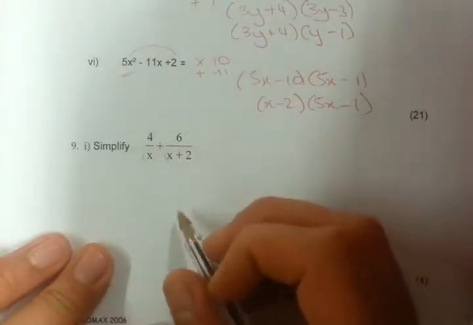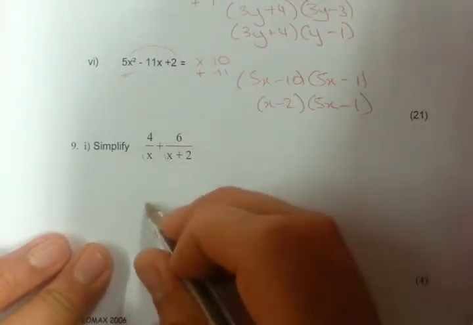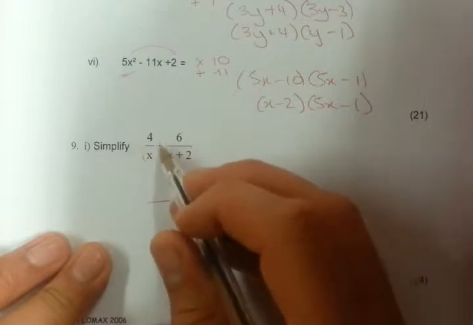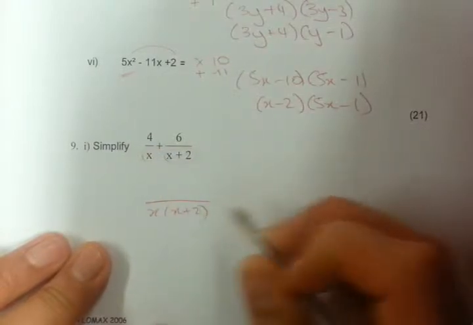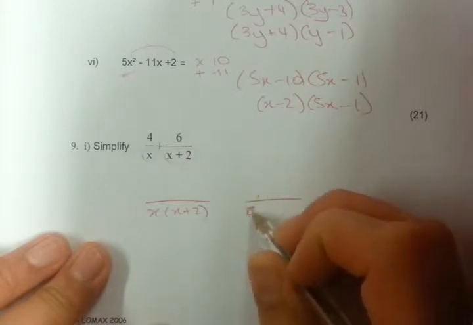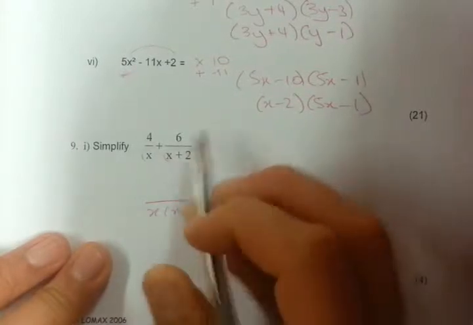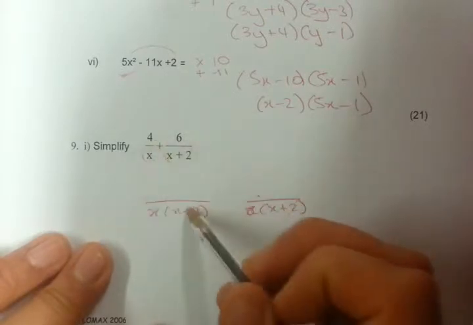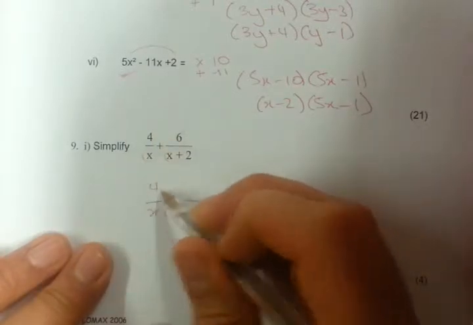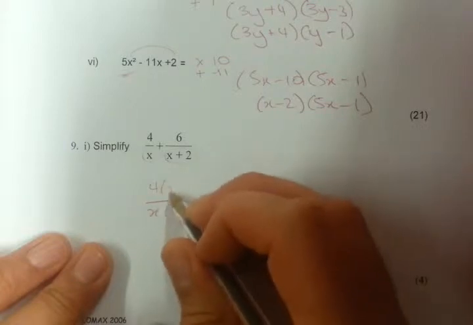This and this don't have any factors in common. We're just going to have to multiply them together to get a common denominator. Whenever we add or subtract, you have to work in a common denominator. So x times x plus 2 and x times x plus 2. If we take the first one to multiply it from x to get x times x plus 2, we've multiplied it by x plus 2, so we do the same to the top. So we get 4 lots of x plus 2, which I'll write as 4 times x plus 2.